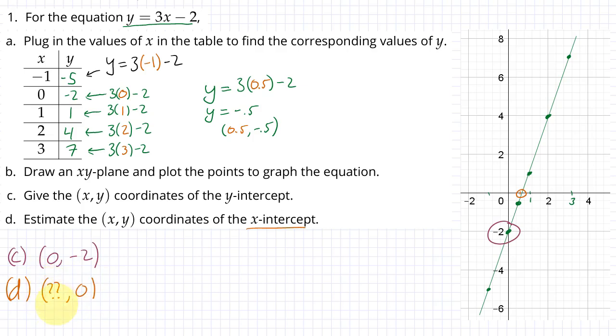So to find that x-coordinate, well, this says estimate it. So I guess you can estimate it by just looking at it. I don't know if that's 0 here, 0.5 over here. It looks a little bit closer to 0.5 than to 0, so maybe it's 0.3.